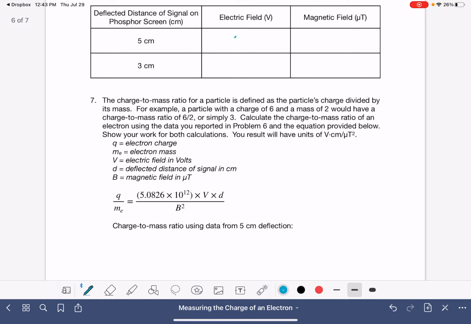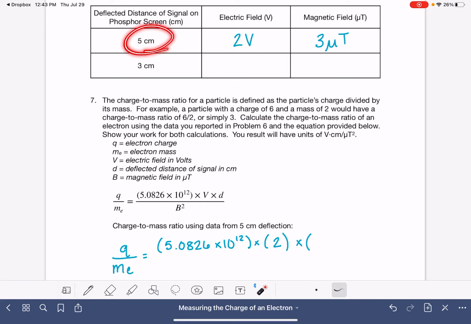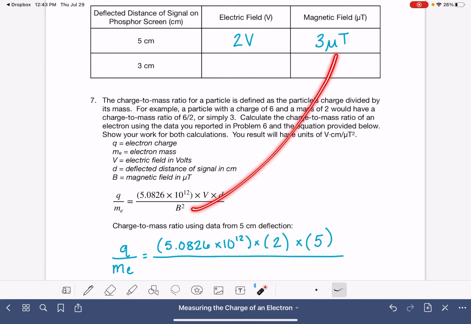Let's say that my electric field was 2 volts, and let's say that my magnetic field was 3 microtesla. If I'm solving this problem for my 5 centimeter data, the charge to mass ratio that I would come up with would be 5.0826 times 10 to the 12 times the volts, which is 2, so I'm taking my data right here, times the distance, which is 5 centimeters for this particular measurement, divided by the magnetic field in microtesla squared. So that's going to be 3 squared, or 9. And I'm just going to plug these numbers in.